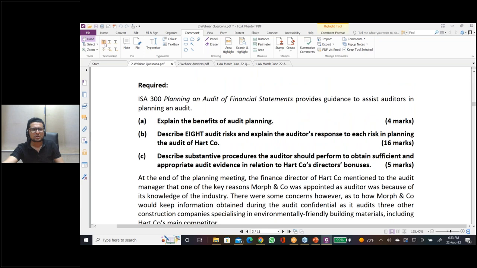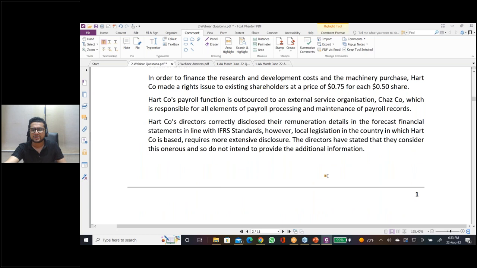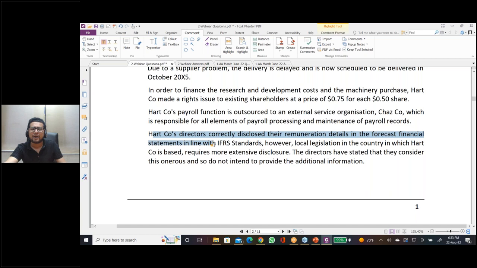What was part C? Part C was: describe substantive procedures the auditor should perform to obtain sufficient appropriate audit evidence in relation to the directors' bonuses. Five marks means five procedures. What's the story? Is there any story? Well, there is nothing much to offer, but still, this is the story which you could possibly read.